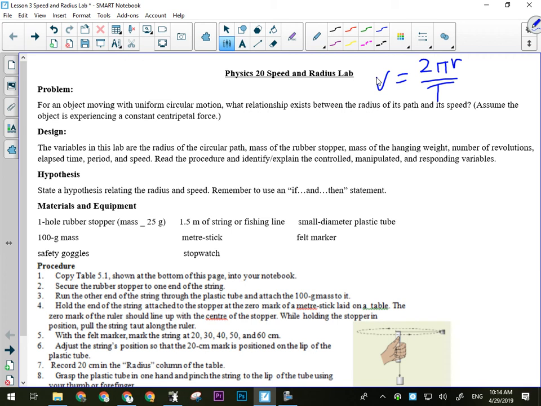So we've talked about the design, we've talked about the procedure. Hypothesis we haven't talked about yet. So state a hypothesis relating the radius and the speed. Remember to use an if and then statement. So the if part should probably talk about the effect that radius can have on speed. What kind of relationship is that? Use the proper terms. Is it linear? Is it inverse? Is it exponential? You tell me. So the if part should talk about that relationship.